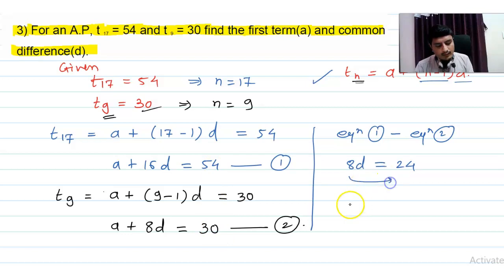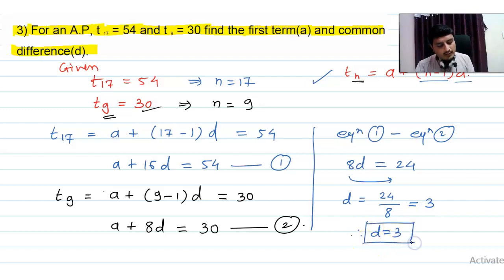Now to evaluate the value of variable d, we have to shift 8 from LHS to RHS. So once 8 is the multiplier, after shifting it will become a divisor. So 24 divided by 8, 8 3s are 24. So the d value is 3.